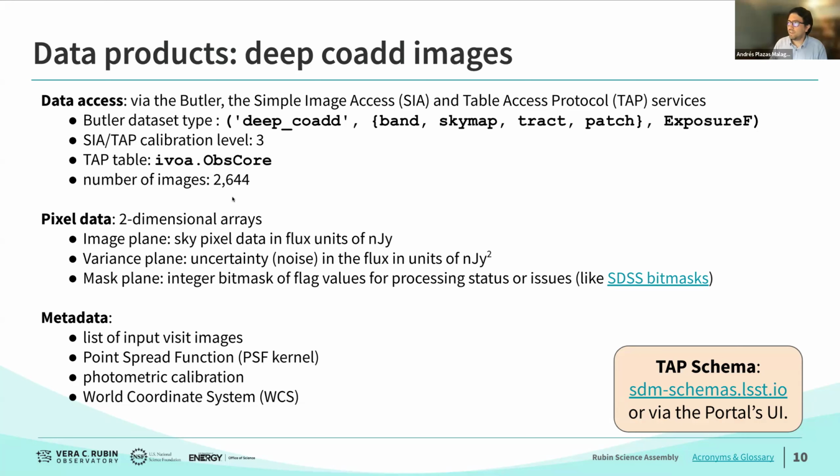So these deep coadd images are in a format called ExposureF, which is a particular class within the astronomical framework software used within the LSST science pipelines. But what it means is that these are a set of three arrays, and each array is a two-dimensional array.